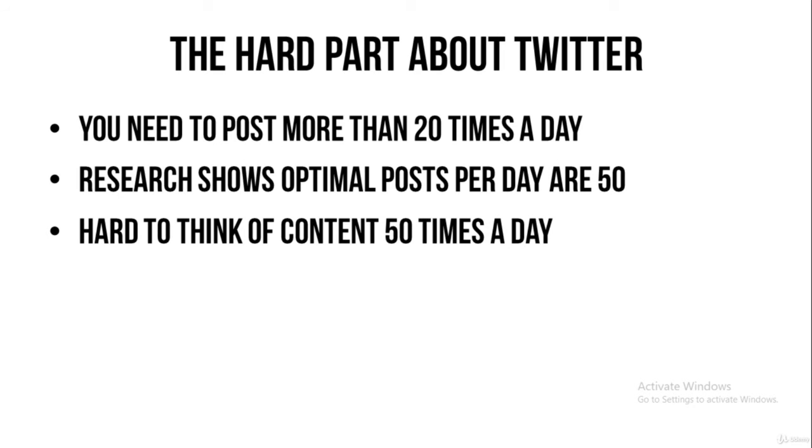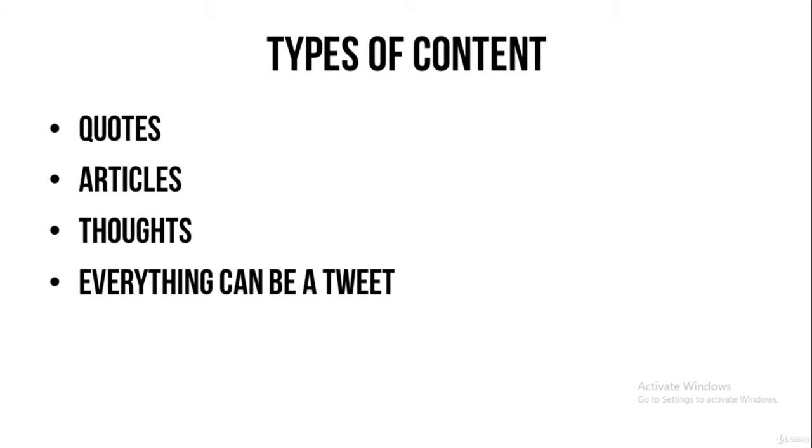You need to post more than 20 times a day. And actually, research has shown that the optimal posts per day on Twitter are 50. So it's hard. This is the hard part about Twitter. It's hard to think of content 50 times a day. You can post quotes, articles, thoughts. Everything can be a tweet. And you can also create more engaging content by creating polls and asking your followers questions and asking them to give their opinion. So this is a way.